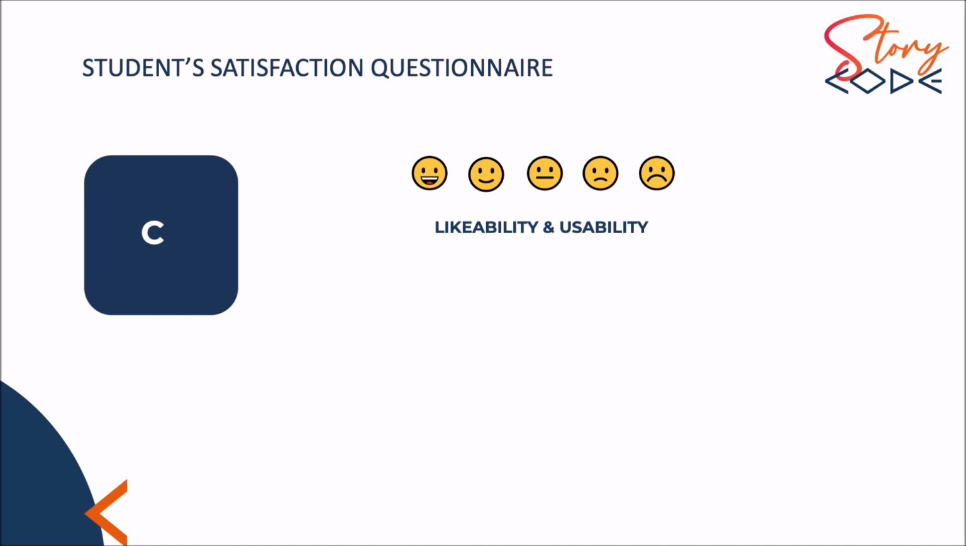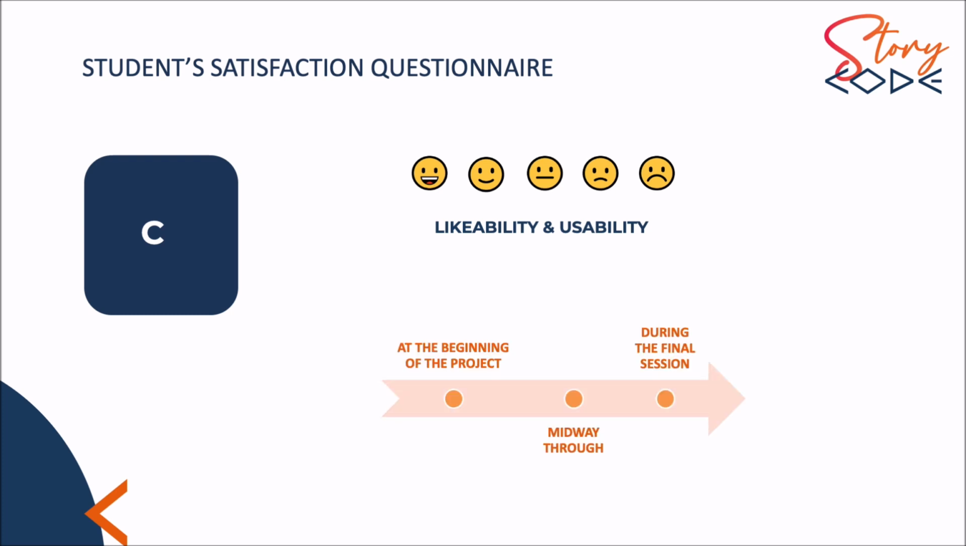The last instrument for project assessment is a satisfaction questionnaire. You will have to administer it to all students regarding the narrative coding activity 3 times. Once at the beginning of the project, once midway through, and once at the final session. You may opt to use the provided system you will find in the reserved area as Annex 4, or you can create your own.